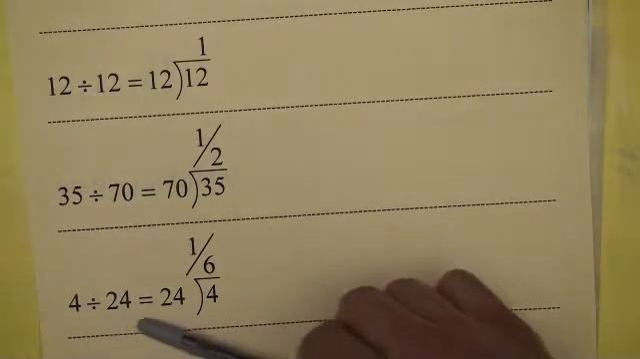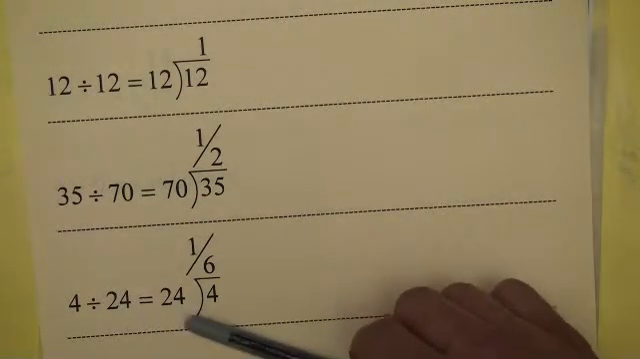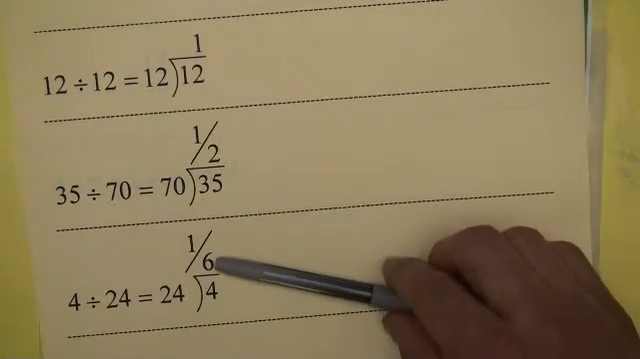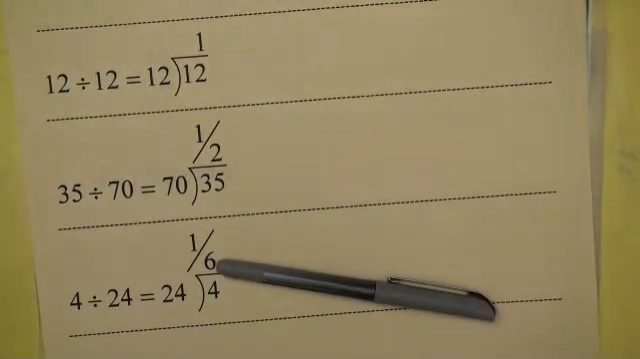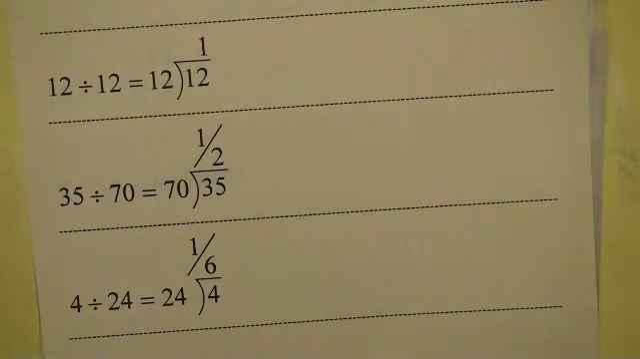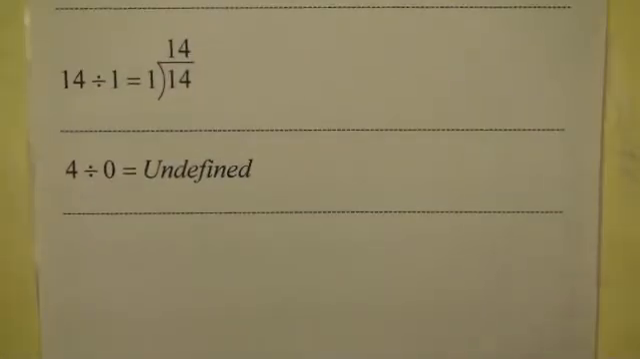Same thing with 4 divided by 24. We're going to try to take 24 and divide it into 4. It's not going to work. But if you divided 24 into 6 pieces, one of them would go right into 4 exactly one time. That's why the answer is 1/6. Okay? Here are the other 2 interesting examples.